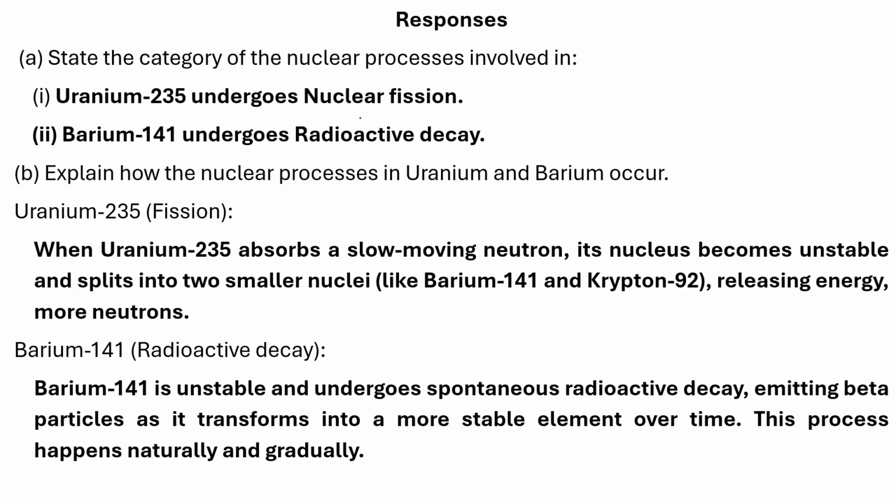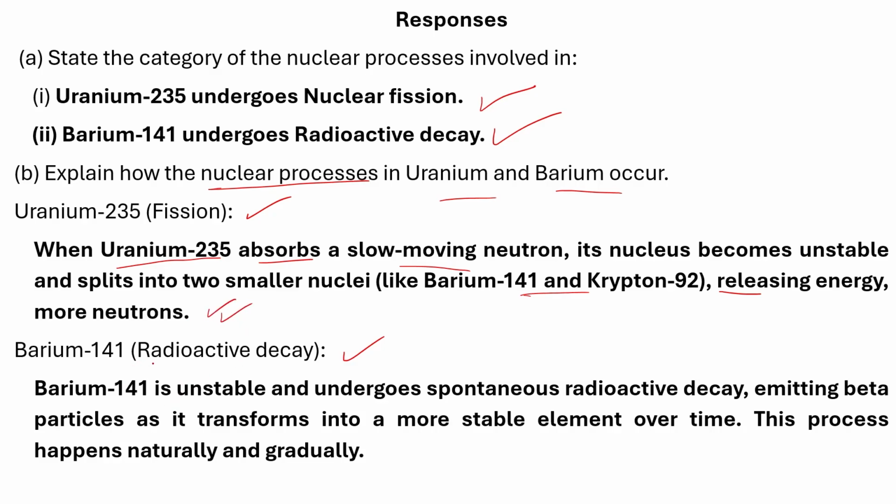Now we see that in uranium there is nuclear fission, and in barium there is radioactivity. Explain how the nuclear processes in uranium and barium occur. Of course, we are going to explain fission and explain fusion. When uranium-235, we've already talked about that, so go through that.